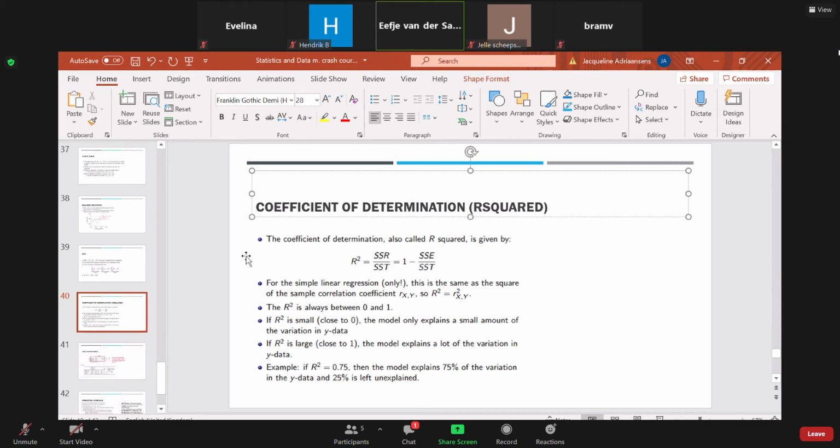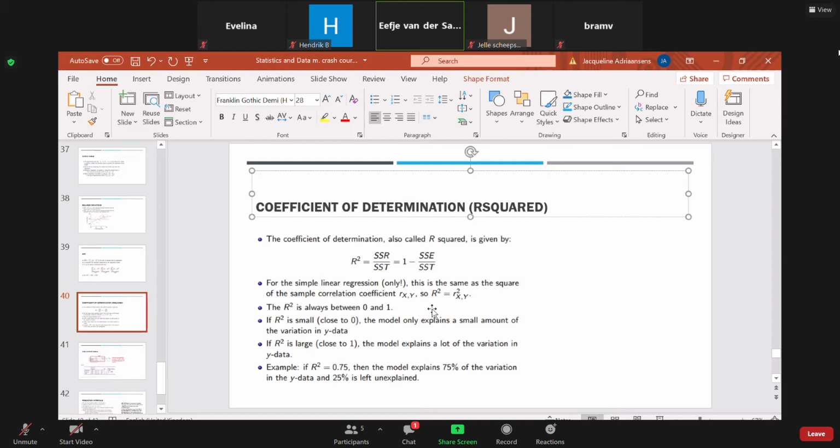And a small fact, for the simple linear regression, and only for the simple linear regression, this is the same as the square of the sample correlation coefficient. So R squared is the same as small r xy squared, but you don't need that. And the R squared is always between 0 and 1.